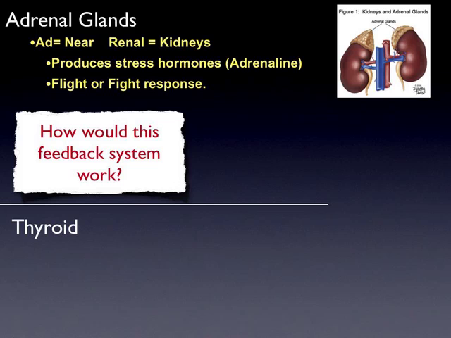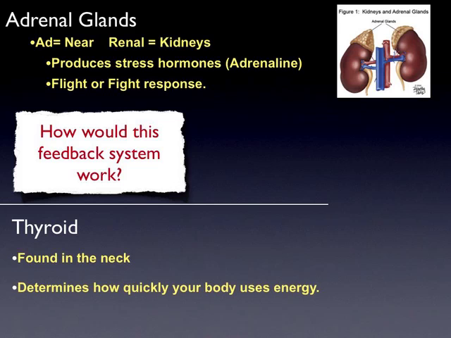Another gland is the thyroid gland. And it is not in your thigh. It's in your neck. We talked about this. It's found in your neck, around your trachea, your windpipe. And the thyroid gland is responsible for making hormones that control our metabolism, how our body uses energy.